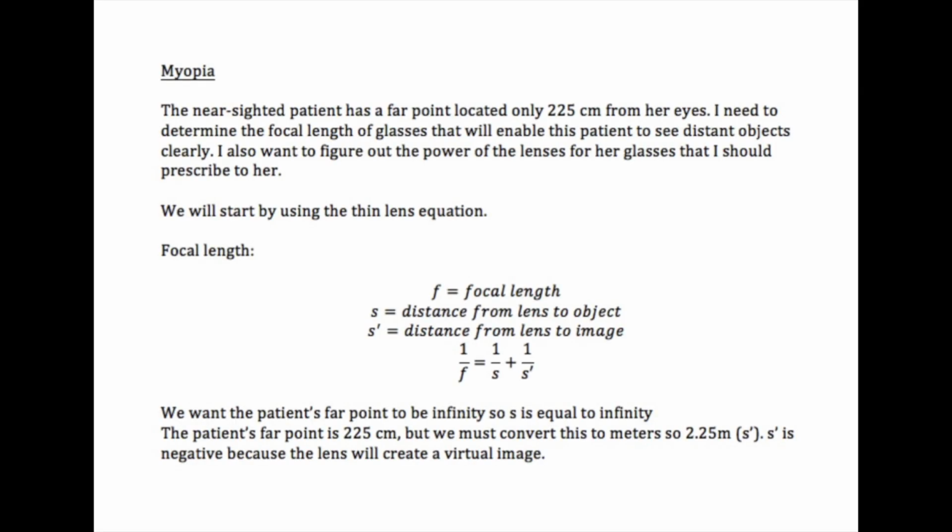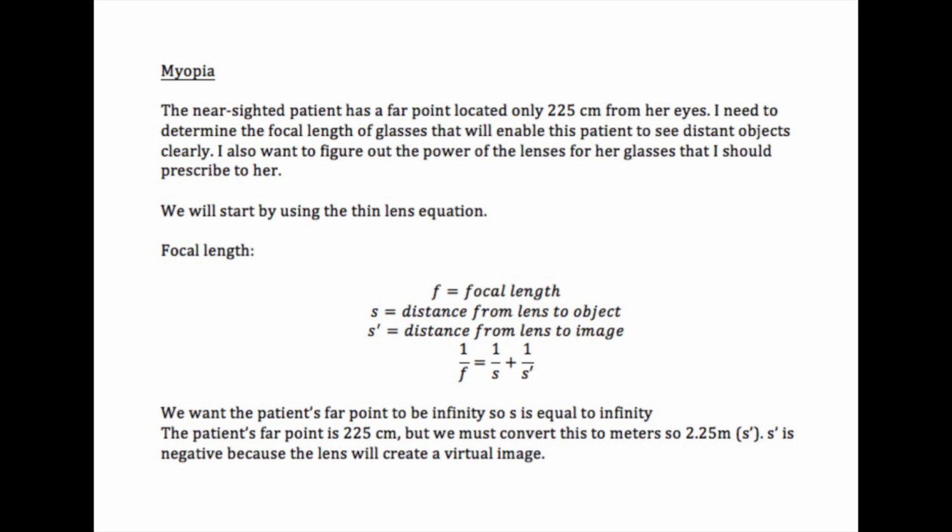The nearsighted patient has a far point located only 225 centimeters from her eyes. I need to determine the focal length of glasses that will enable this patient to see distant objects clearly. I also want to figure out the power of the lenses for her glasses that I should prescribe to her. We will start by using the thin lens equation. F equals focal length, S equals distance from lens to object, and S prime equals distance from lens to image. The thin lens equation is 1 over F equals 1 over S plus 1 over S prime.